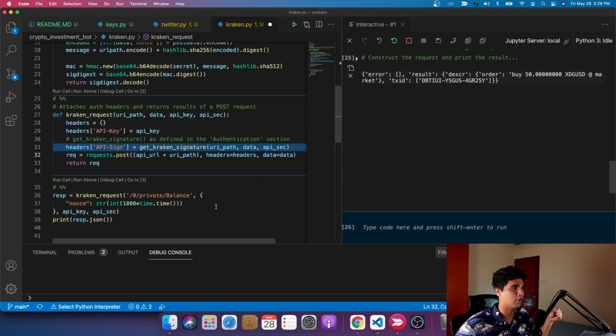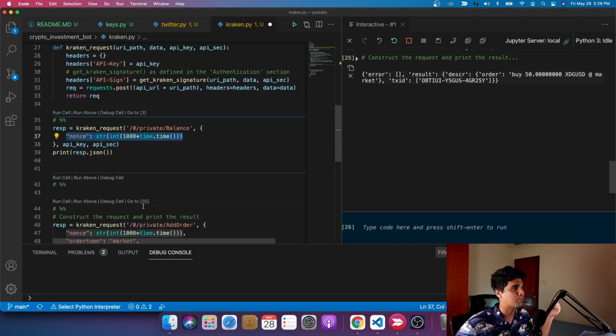There are a lot of other endpoints, as covered previously. One of the samples I tried first was to check my balance. That's where I used the private /balance endpoint, and within that, nonce is required in the headers for authentication. That's it. You can probably leave it as the default from the documentation, and that's what I did.